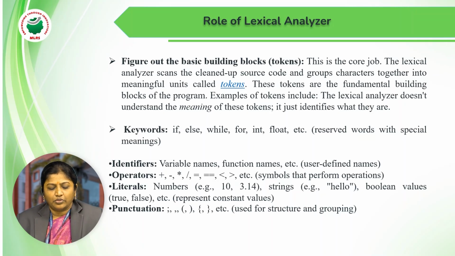Operators are plus, minus, star, is equal to, greater than sign, or less than sign. Literals are numbers, for example 10, 3.14, or else strings like hello, boolean values, true or false, etc. Punctuations are like colon, semicolon, open brace, flower braces.